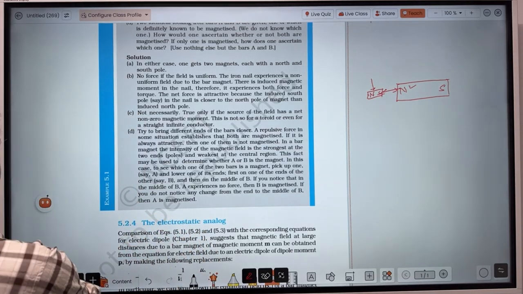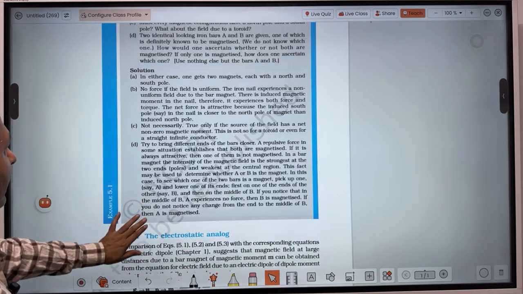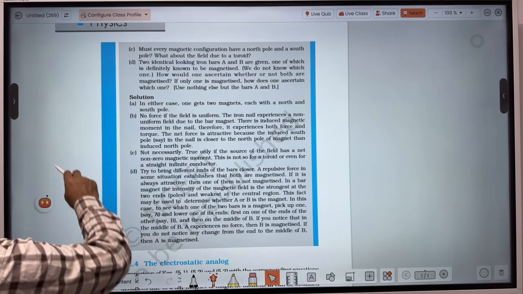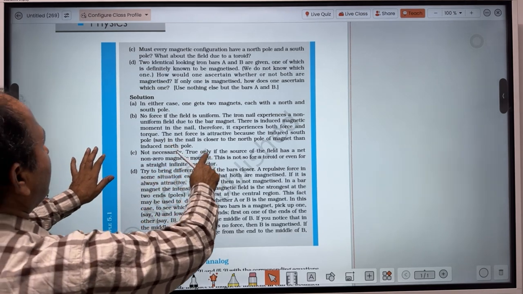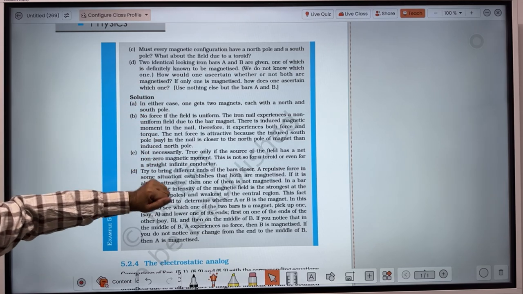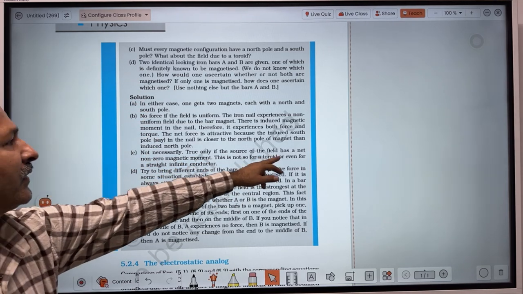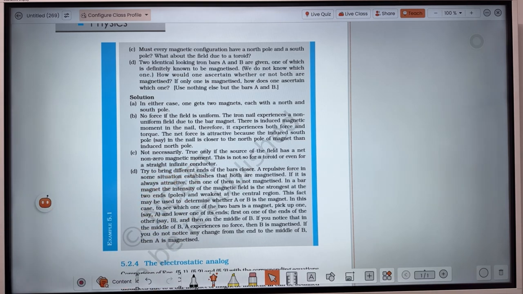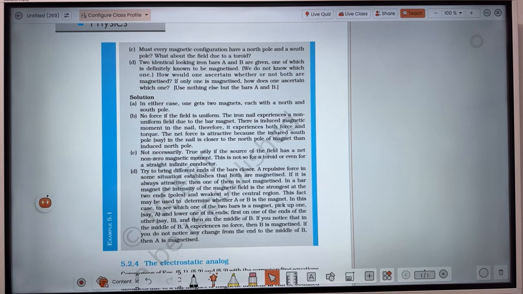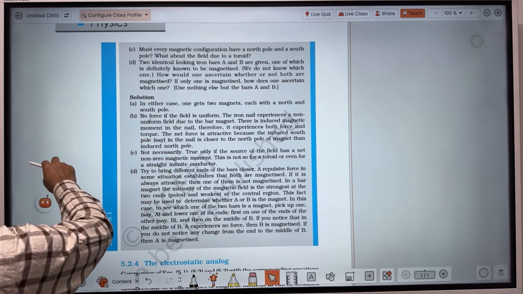Now the next point is: must every magnetic configuration have a north pole and a south pole? What about the field due to a toroid? Generally, we know the basic concept that in case of a magnet, there must be north and south poles, but here the situation may differ. So the answer to this question is: not necessarily true, only if the source of the field has a net non-zero magnetic moment. This is not so for a toroid or even for a straight infinite conductor. So this you have to memorize. This is an important point.